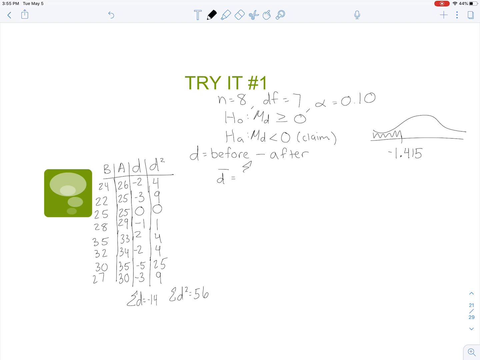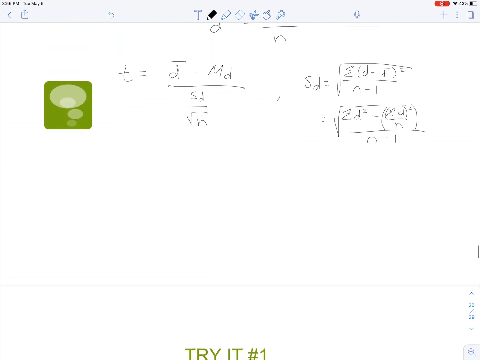Start by finding d bar, which is the sum of the d's, which we found to be -14, divided by the total number of pairs, or n, which was 8. Then we need our standard deviation, which we said is the square root of the sum of d squared, which was 56, minus the sum of d squared over n, and the whole thing over n minus 1, which was 7. So I was just plugging it into this equation here.